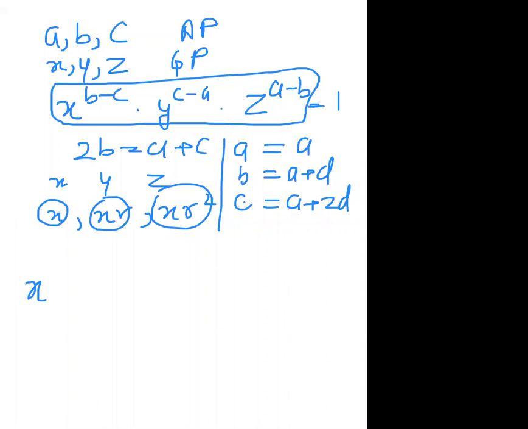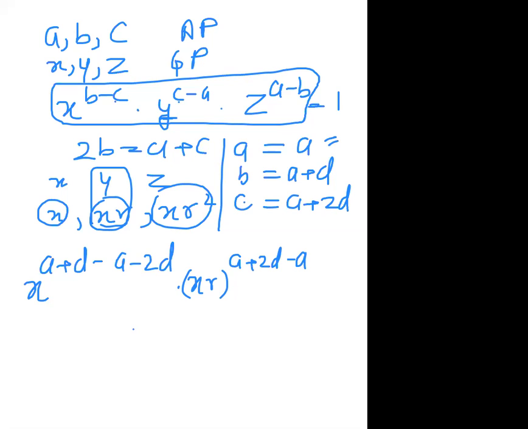So X to the power B minus C: B means A plus D, minus C, which is A plus 2D, so that is minus D. Into Y, which is XR, to the power C minus A. C means A plus 2D minus the first term A, that is 2D. Then Z, which is XR squared, to the whole power A minus B. A is A and minus B is minus A minus D, so that is minus D.